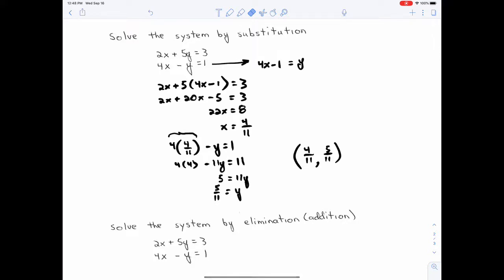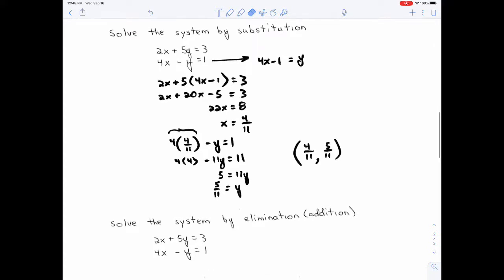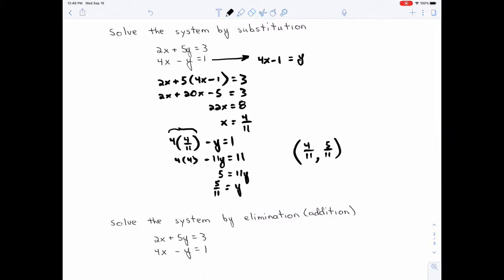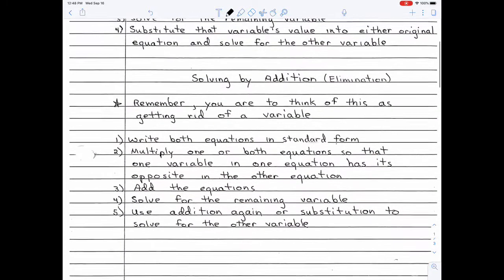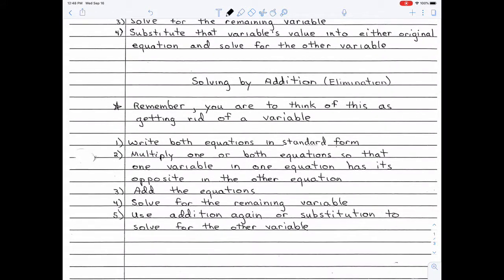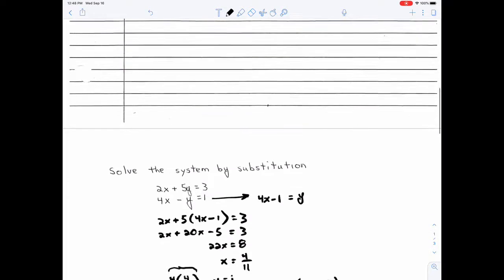Now, to do this by elimination, the idea here, you can read through how to do it, but the idea is, think of it as getting rid of a variable. Don't think of it as, how do I find the variable? Yeah, okay, that's what you're doing. But what you should think of it as is, what variable can I get rid of?